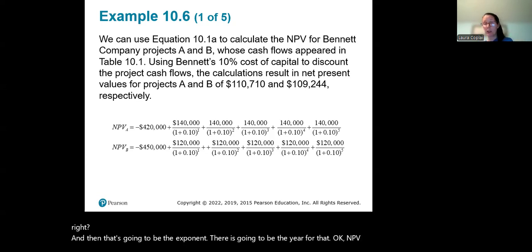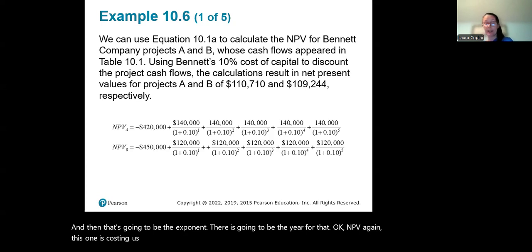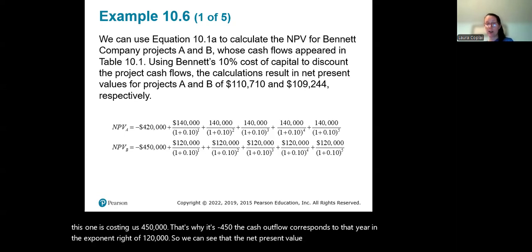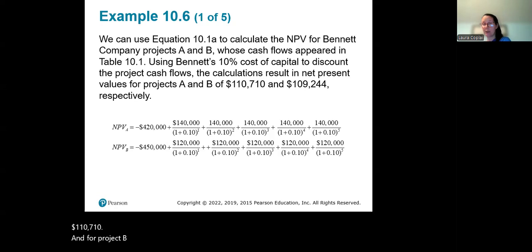NPV B, again, this one is costing us 450,000. That's why it's a negative 450. The cash outflow corresponds to that year in the exponent, right? Of 120,000. So we can see that the net present value for project A is $110,710. And for project B, it's $109,244.